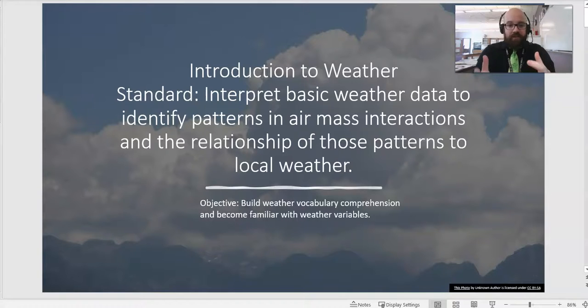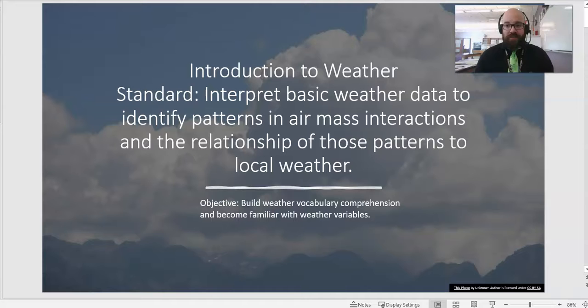So this is our Introduction to Weather lesson. We're going to be interpreting basic weather data to identify patterns in air mass interactions and the relationship of those patterns to local weather. In other words, we're going to look at some basic data and be able to read some of the things on a weather map to predict, understand, and explain why we get certain weather.